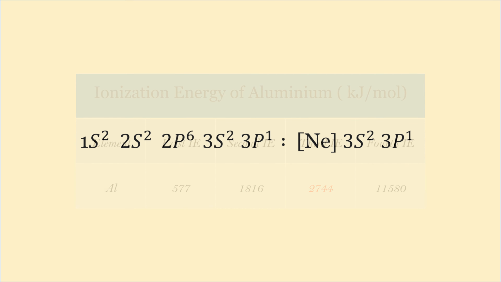This is due to the electron configuration of aluminum. The first 2 electrons are removed from the outer 3s subshell and the third from the 3p subshell. However, the fourth electron must be removed from the filled inner shell of the neon configuration, more specifically from the second shell. Since the second shell is closer to the nucleus than the third shell, the attraction is much stronger, making the fourth electron harder to remove and requiring a large amount of energy.